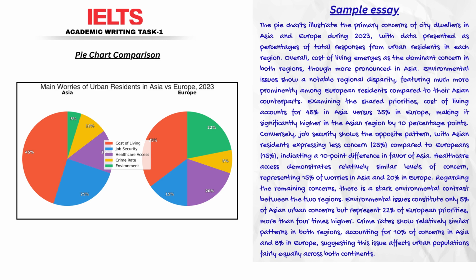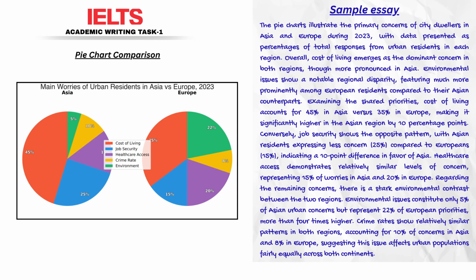Notice two things. First, no specific percentages. The overview is for the big picture only. Second, it identifies two key patterns. Cost of living dominates both, but environment shows regional differences. This demonstrates comparative analysis skills.